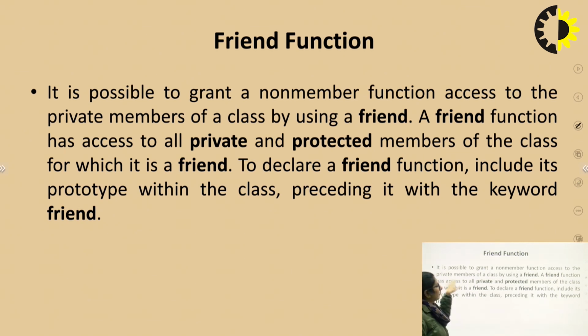Whenever you specify a member under the private specifier, it can be accessed only within the class, right? It cannot be accessed by a non-member function. By declaring a friend function, you give it permission to access that private data member. A friend function has access to all the private and protected members of the class of which it is a friend. To declare a friend function, we need to include its prototype within the class, preceded by the keyword friend.